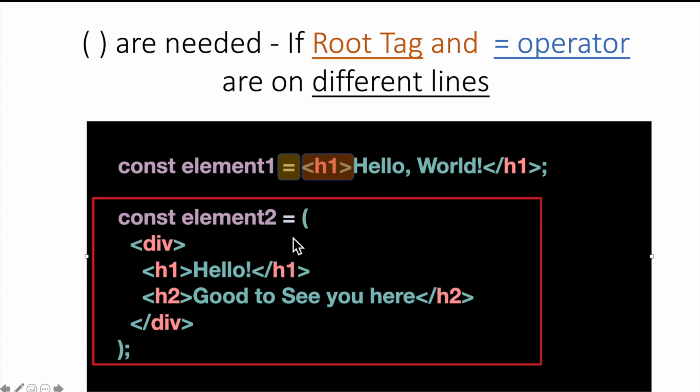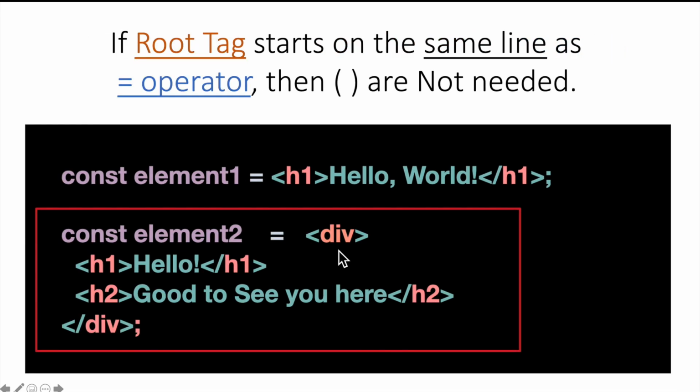And in this example, we have the equals operator over here and the root tag in the next line. So we have used the brackets to enclose the JSX expression. Here we have the equals operator and the root tag on the same line, so we don't need to use brackets. And over here we have the equals operator and the root tag on different lines, so we need to use the brackets to wrap the JSX expression.